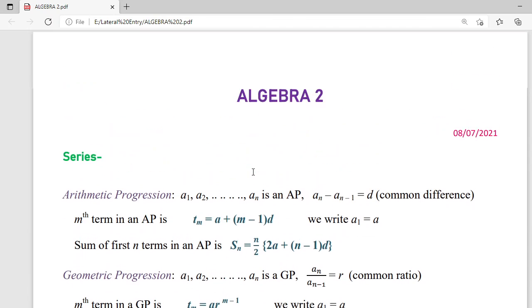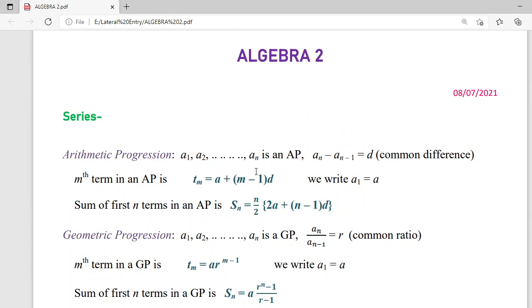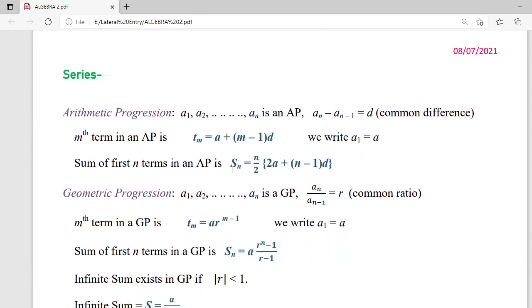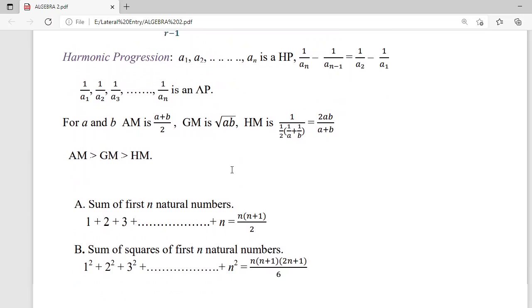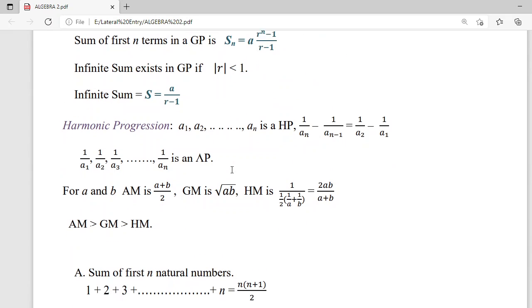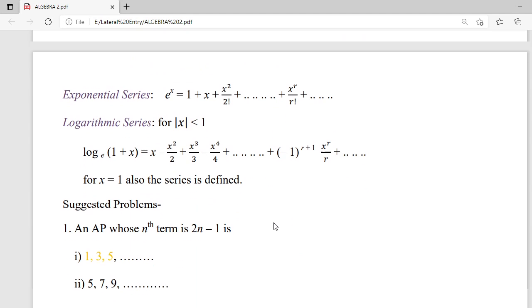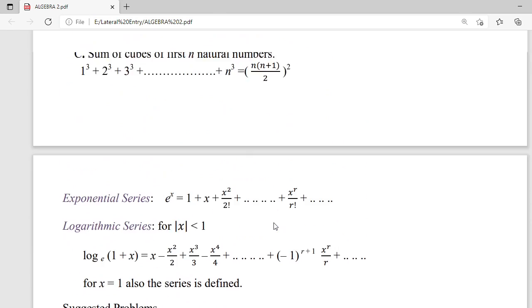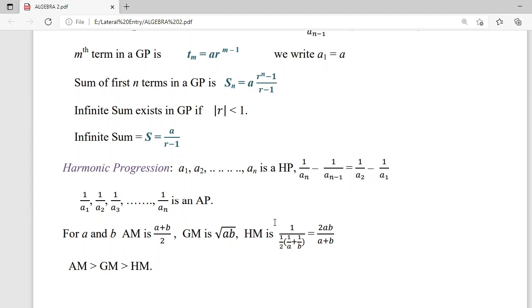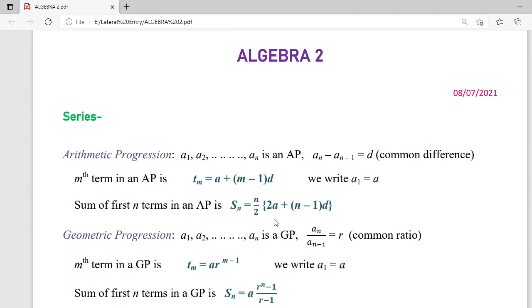So here I am including arithmetic progression, geometric progression, harmonic progression. Harmonic progression is actually not in your question paper, but I think you should know these things, and I am just defining them. Then I have done some series problems and some suggested problems. Then I am including the binomial theorem here, and some problems of permutation and combination. So this is covered in this section.